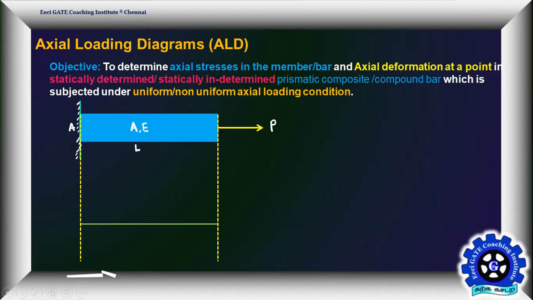This is point A, this is point B. Here also point A and point B. I am trying to draw the axial loading diagram. Is it okay? Anybody having doubt up to here? It is the simplest one, one bar subjected to axial loading. Now what is the first step?